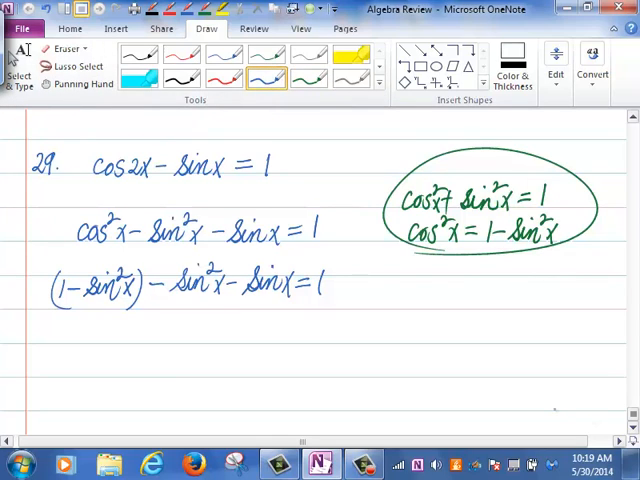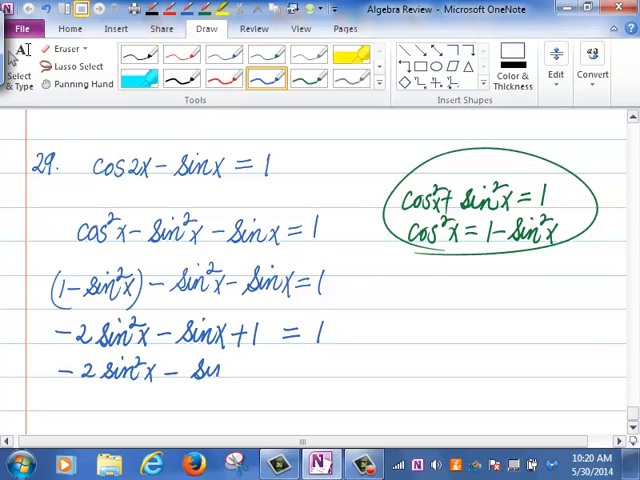Now, you have to simplify. Notice that there are two negative sine squared x terms, and they combine to negative 2 sine squared x. I have a negative sine x. I have a 1 on the left, and I have 1 on the right. Is that okay with everybody? So there are two negative sine squared of x. All right, so now I'm going to rewrite this as negative 2 sine squared x minus sine x. Can I cancel out the 1?